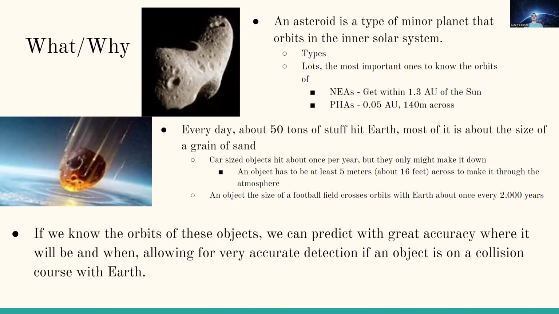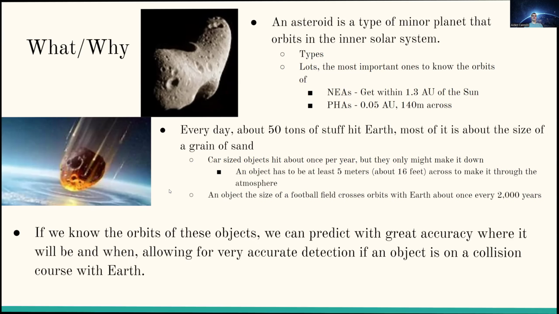And if we know the orbits of these objects, we can predict with very great accuracy where it will be and when it will be there, and combining that with our knowledge of the Earth's orbit allows for very accurate detection of an object on a collision course with Earth.